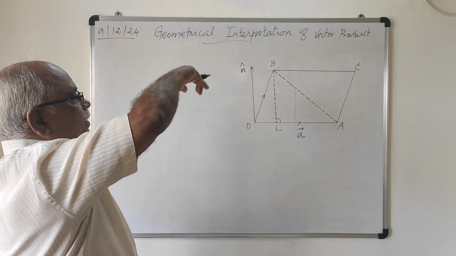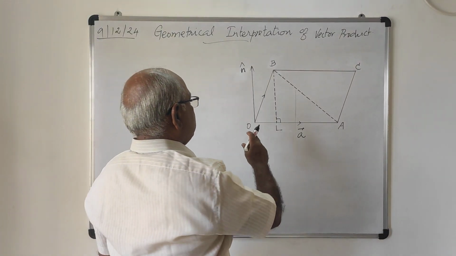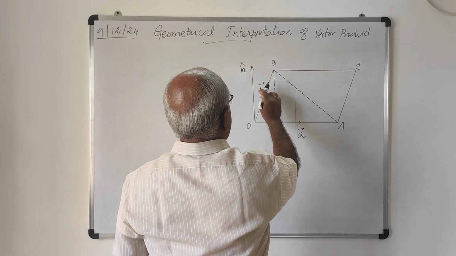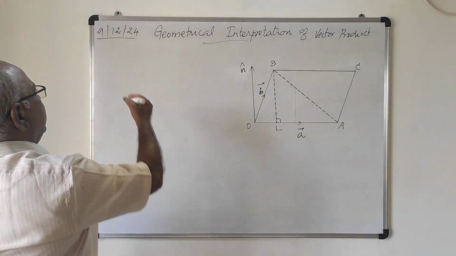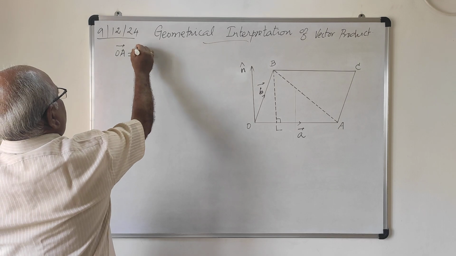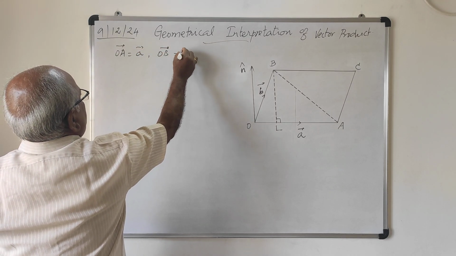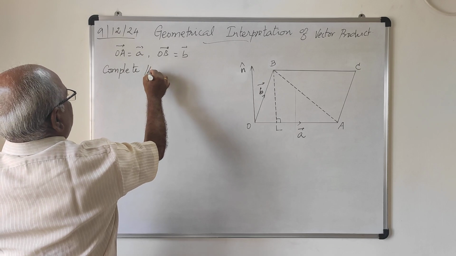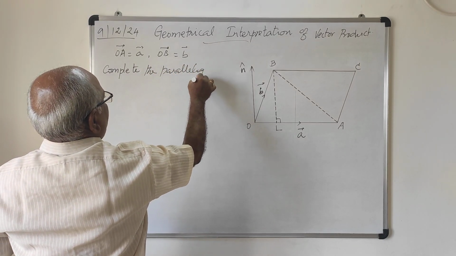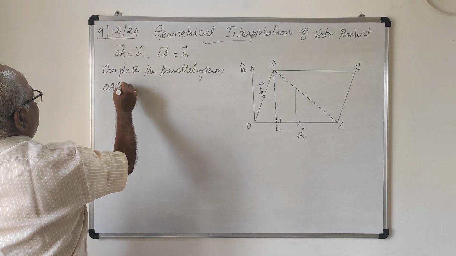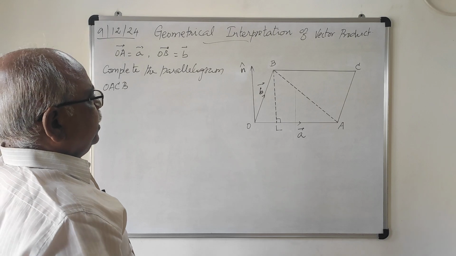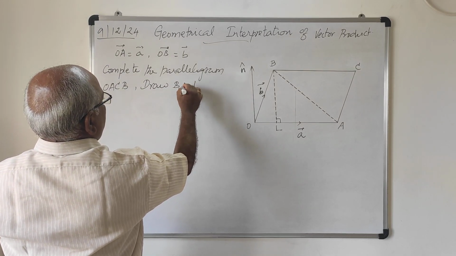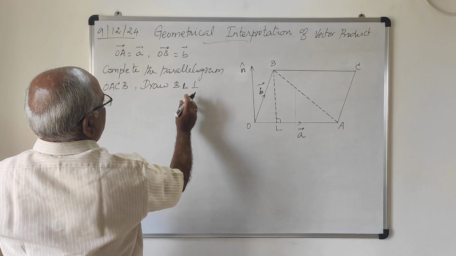Now the geometrical interpretation of cross product. We have to construct OA as vector A and OB as vector B. Complete the parallelogram OACB and draw BL perpendicular to OA.